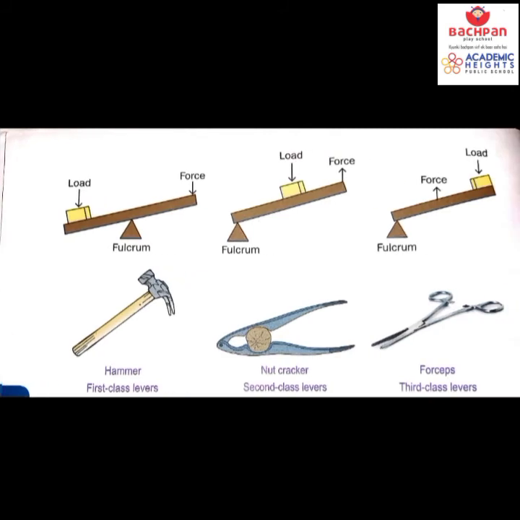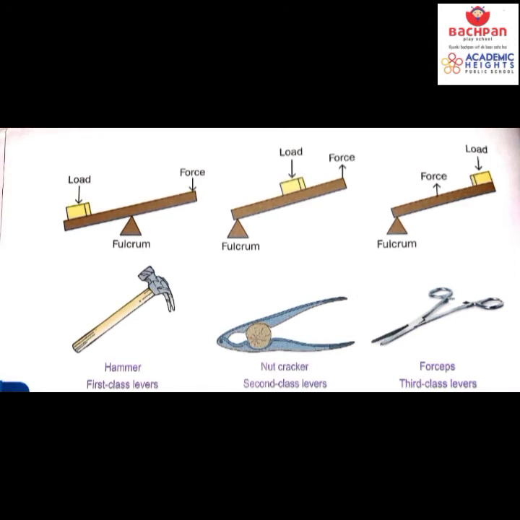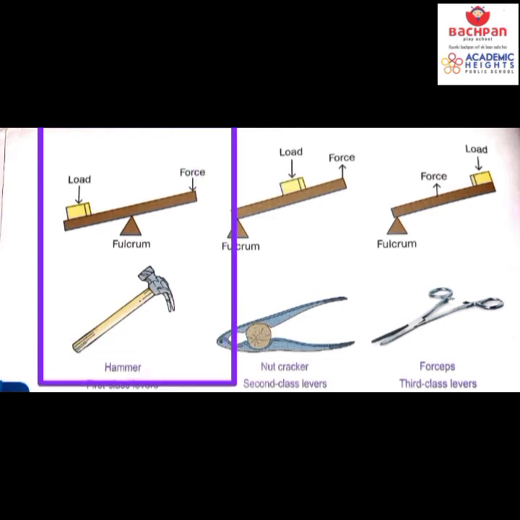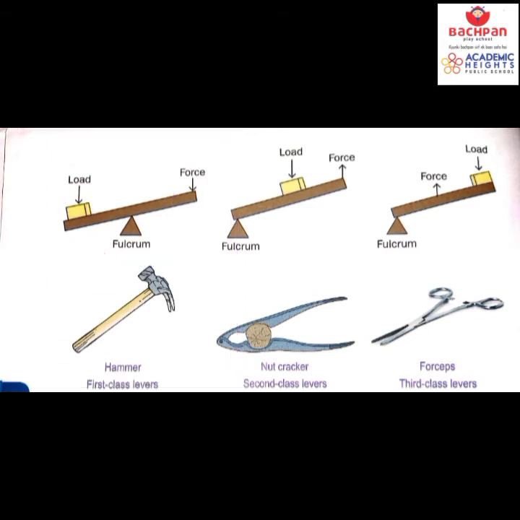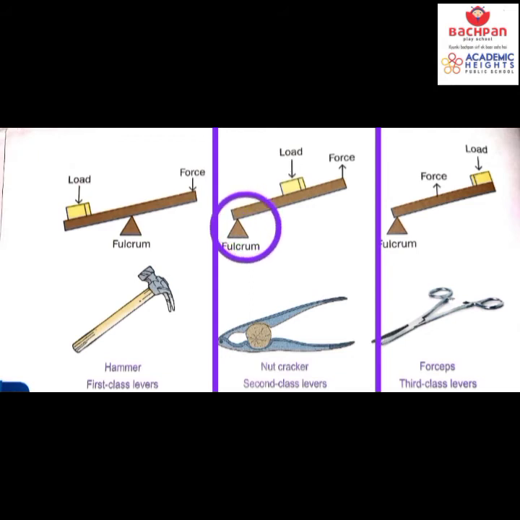See, if I check it out, in the first case, what? So dear students, in the first case I find that the load and the force are on the other ends, but we have the fulcrum in the center. So what is an example? The hammer is an example. Now, I switch over to the second case. On the one end we have the fulcrum, right? And the load is in the center and on the other end we have the force. What is an example? The nutcracker is an example.